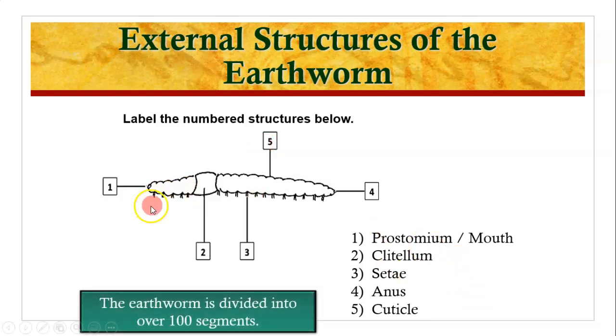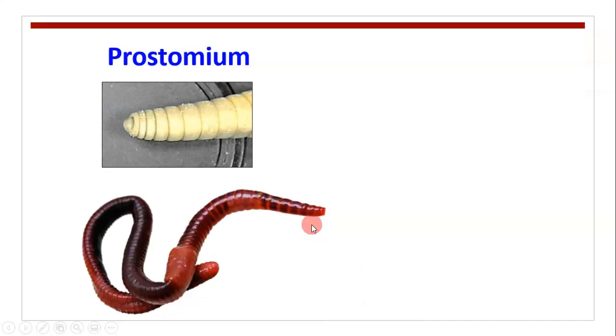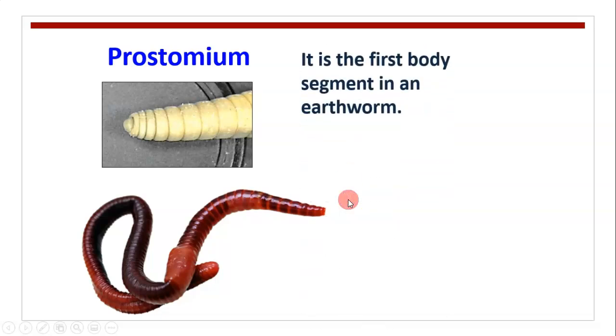Now, the earthworm, remember, they're segmented. That's these little ring-like structures that go the whole length of their body. And they usually have over 100 different segments if you count them. Now, let's talk about the prostomium. It's the first segment in the earthworm. It's right here, the very, very first segment. This is kind of a close-up view. Here's a far away view right here.